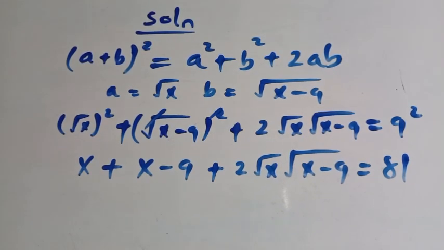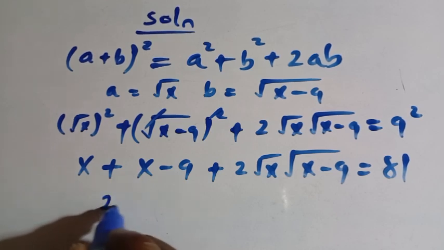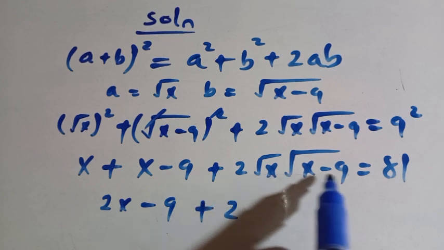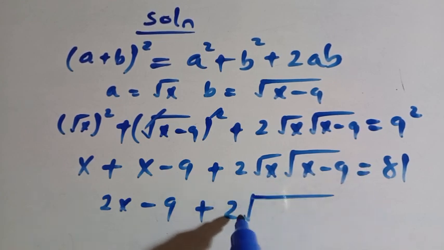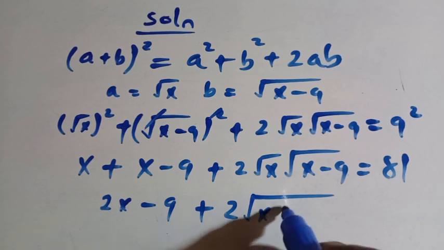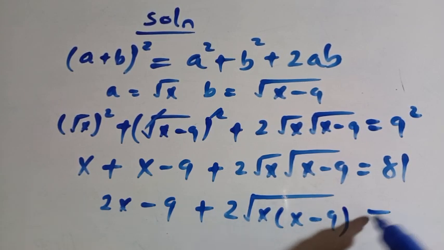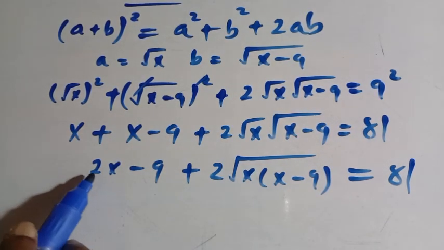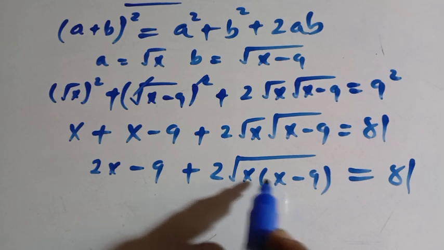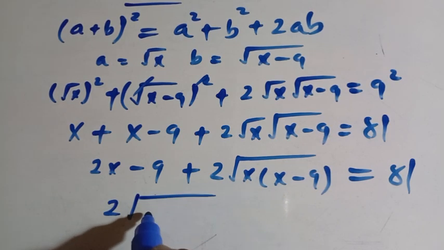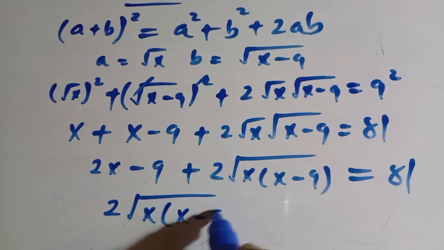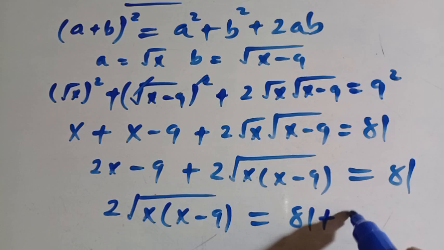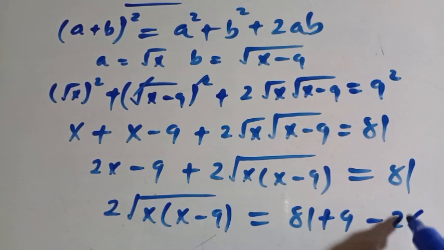And again from here, x plus x gives us 2x minus 9 plus 2 times root x multiplied by root x minus 9. So we put this in the same root, and we multiply x by x minus 9 equals 81. So let's take 2x minus 9 to the other side. On this side we have 2 multiplied by root of x times the bracket x minus 9 equals 81. When 9 comes here it becomes plus 9, and here is minus 2x.